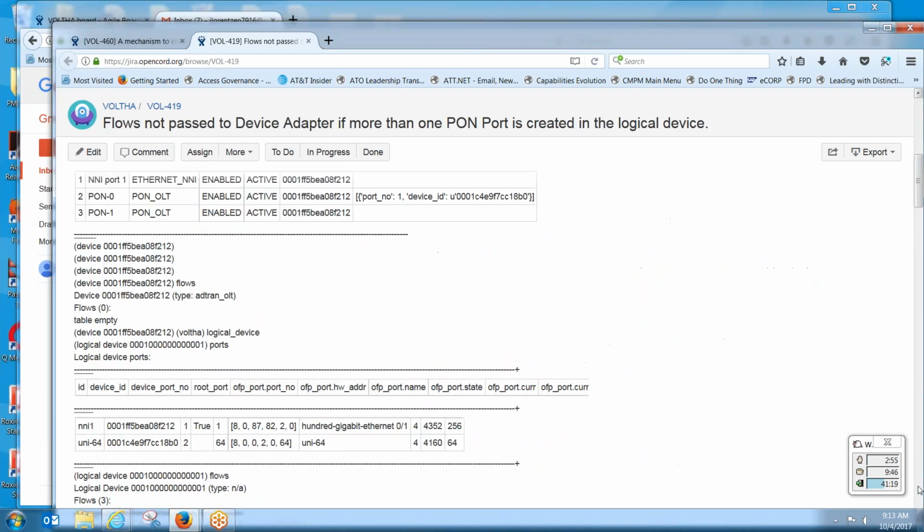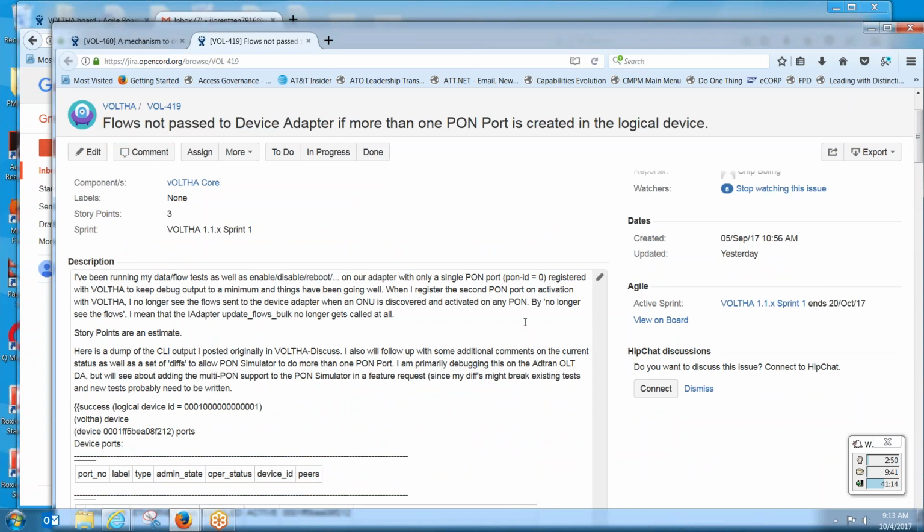So what are you populating as the port in the graph? Are you still using PON port, or are you moving towards using VNet port?